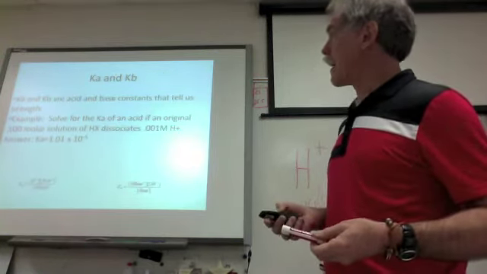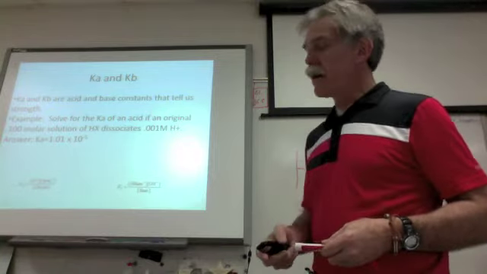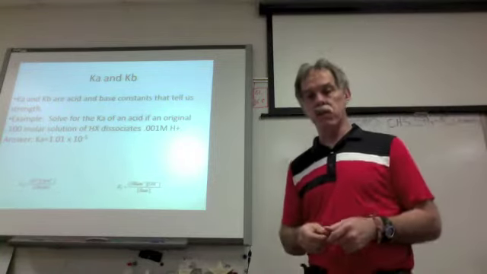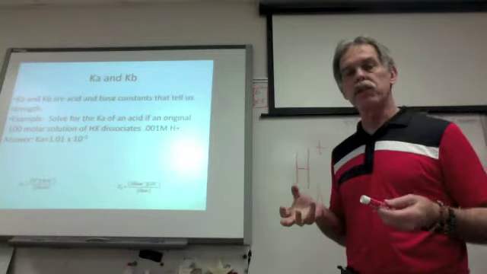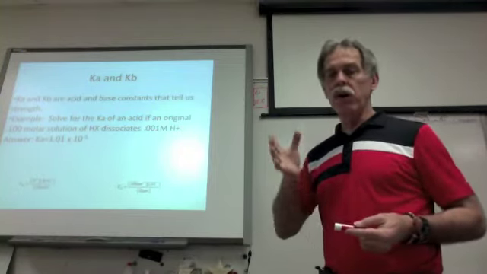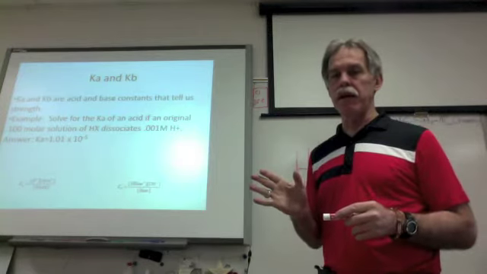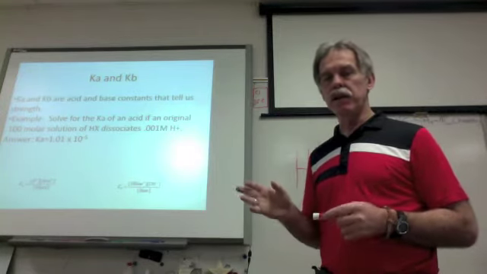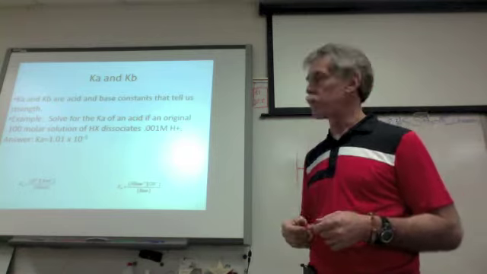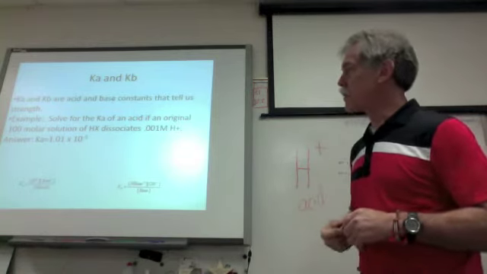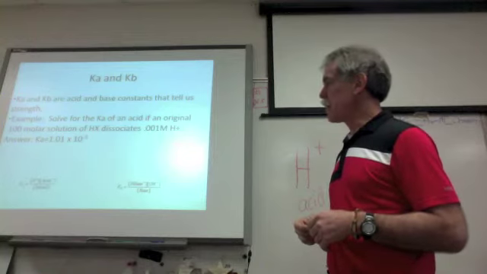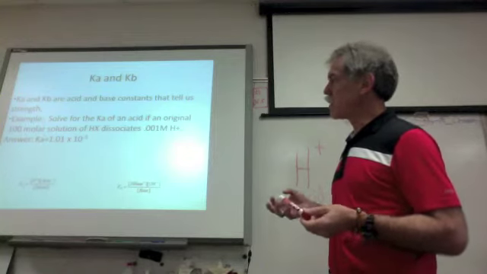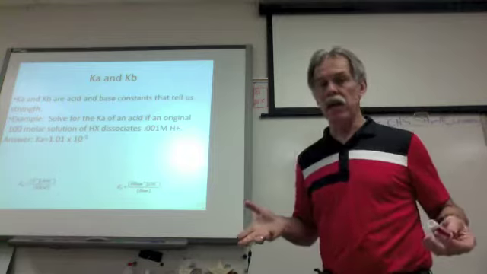So Ka and Kb are our next concept, and this is what tells us the strength of an acid or base. Ka for acid, Kb for base. We're going to talk about Ka, even though Kb is basically the same thing. It's just modified a little bit to deal with bases. When we talk about Ka and Kb, the Ka is like a KEQ.